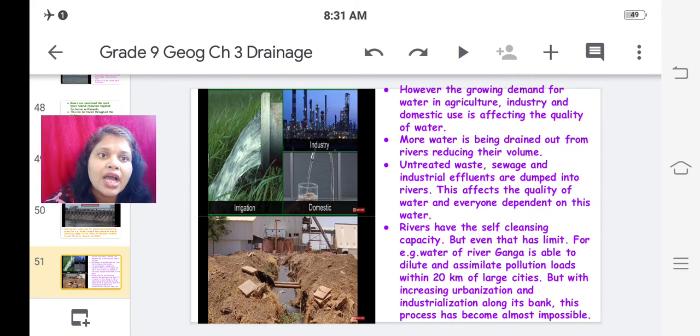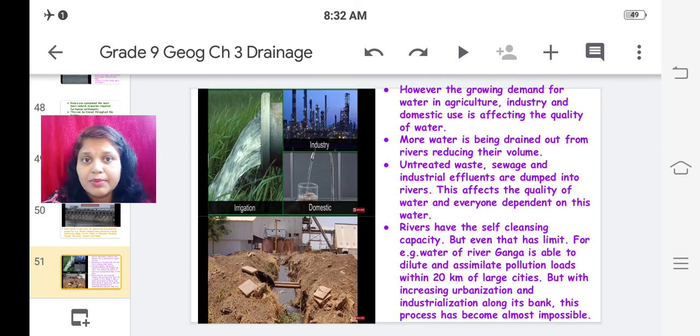Untreated waste, sewage and industrial effluents are dumped into rivers. This affects the quality of water and everyone dependent on this water. So what we are doing is dumping untreated waste, sewage, chemicals, industrial effluents, pollutants, everything, just easily into river water. And ultimately it is affecting the quality of water and the ones who are dependent on that water. Our health is also getting affected because we are only affecting the river water and it's finally affecting our health.